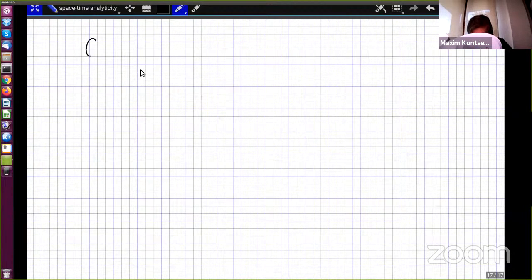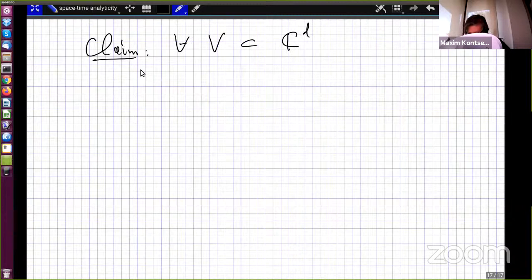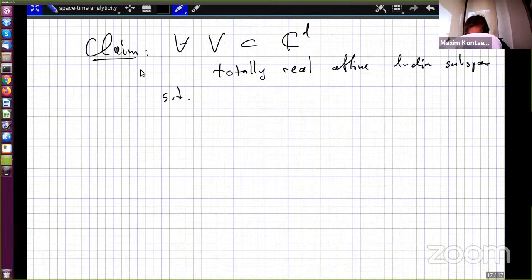And the claim is the following: let V in C^d be a totally real affine d-dimensional subspace such that the quadratic form is allowable.